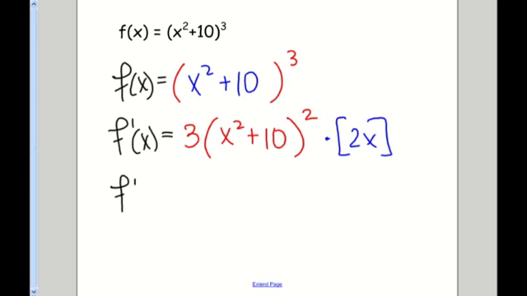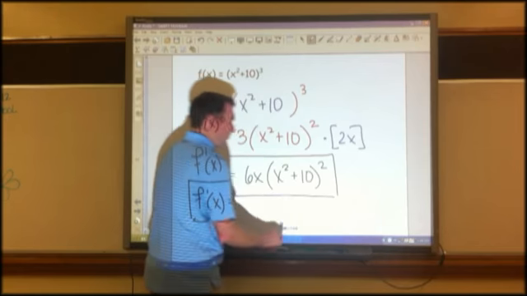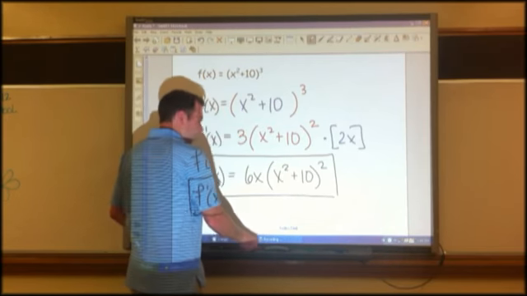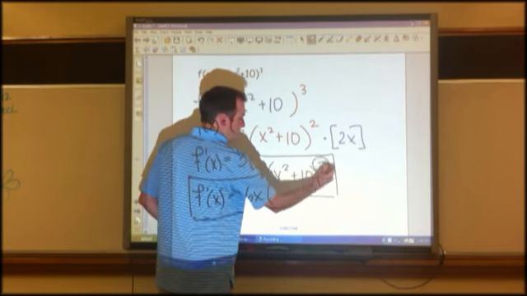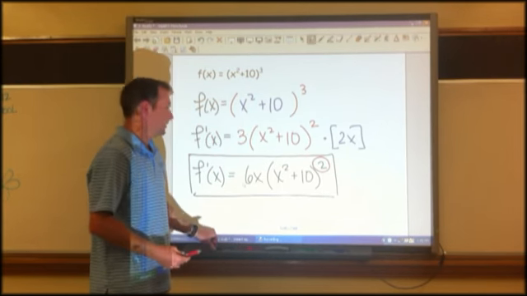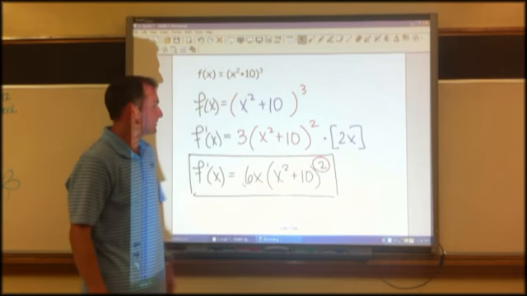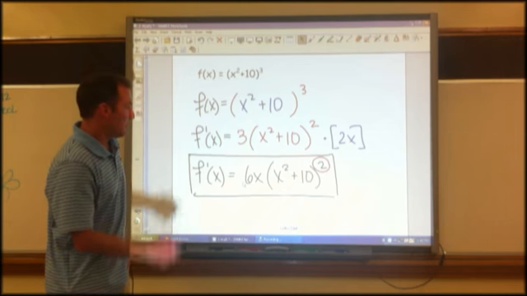Put all this together, and I've got 6x times x squared plus 10 squared. Be careful that you don't distribute here, because we've got a squared on top of our binomial. Because of this guy right here, I can't start moving this 6x in. It's done the way that it is. Just a common mistake that I see when I'm grading tests and stuff. But anyway, that's the idea.